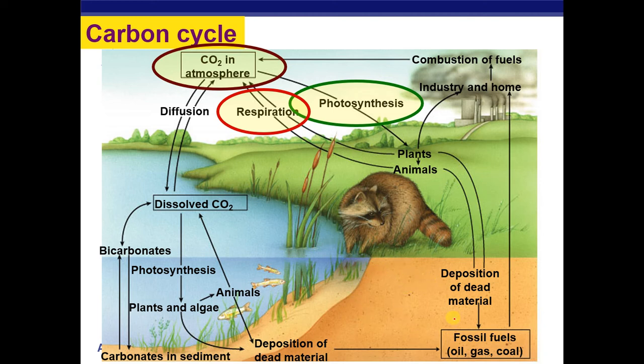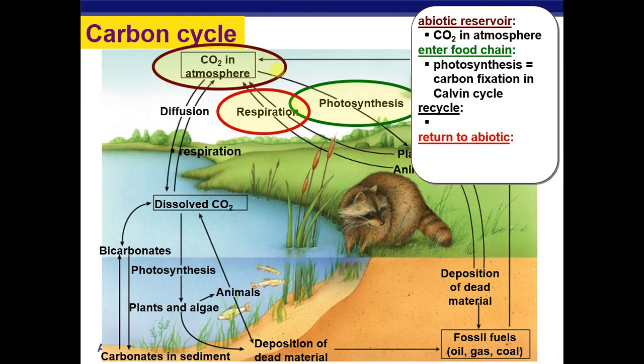When the carbon is in the soil, a few things can happen to it. One, bacteria can directly turn it back into carbon dioxide gas in the atmosphere, or it can be lithified over long periods of time and turn into oil or gas or coal, which then can be burned in combustion fuels, which turns it back into CO2 into the abiotic reservoir. So just a few more things about the carbon cycle.